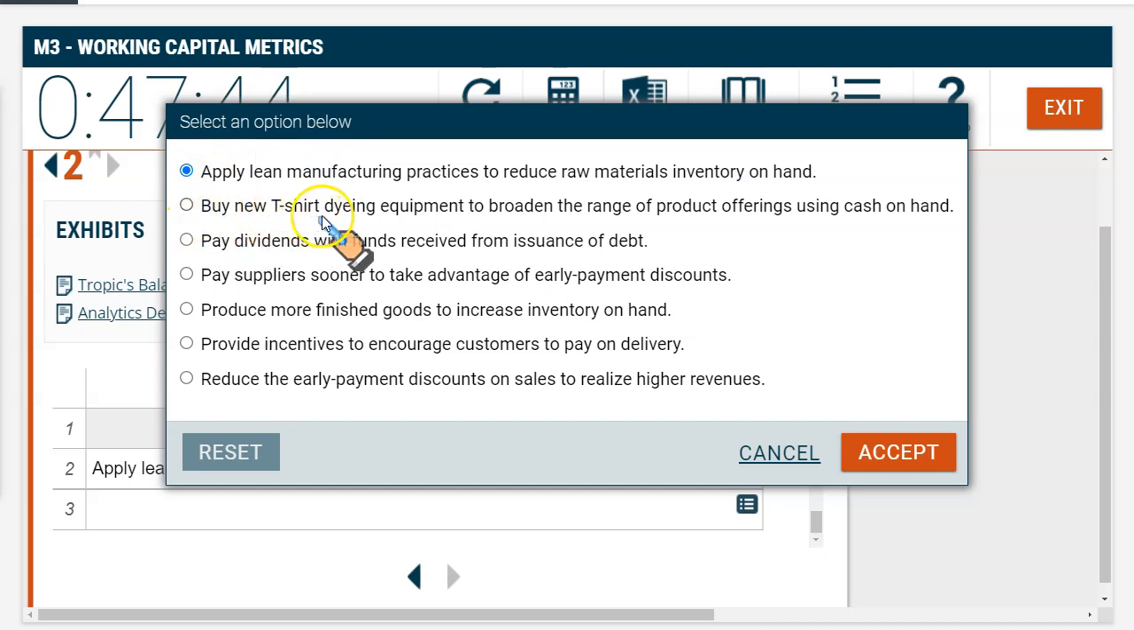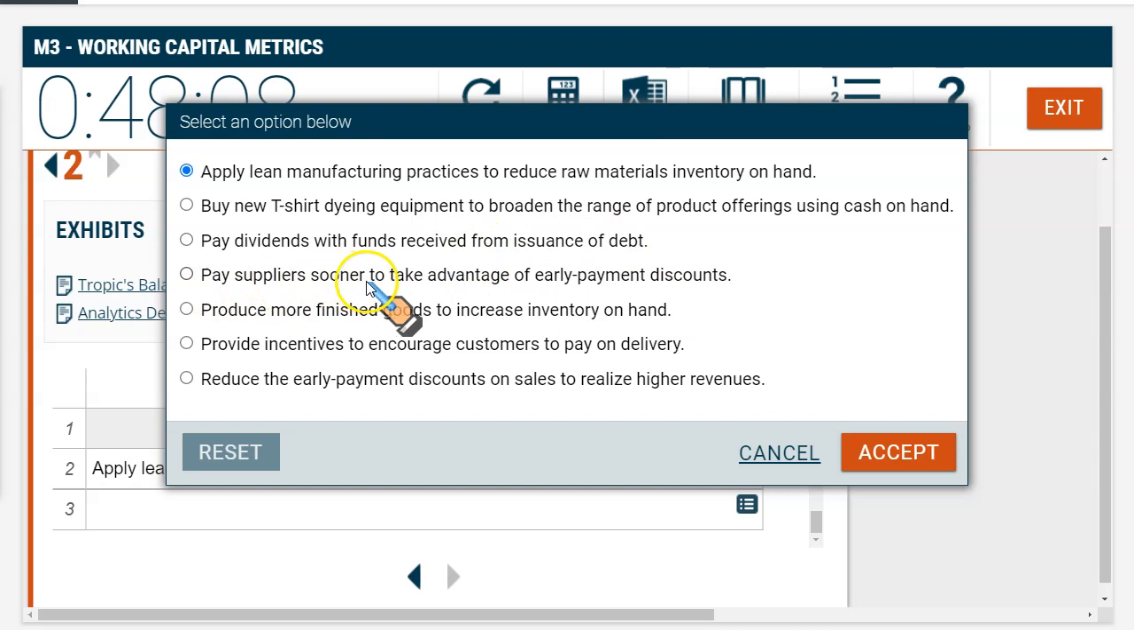Buy new t-shirt dyeing equipment to broaden the range of products offering using cash on hand. Well, it will affect cash, but it won't affect the cash conversion cycle because accounts receivables, payables and inventory aren't involved. Pay dividends with funds received from issuance of debt. Cash will go down, but it won't affect your cash conversion cycle because AR, AP and inventory are not involved.